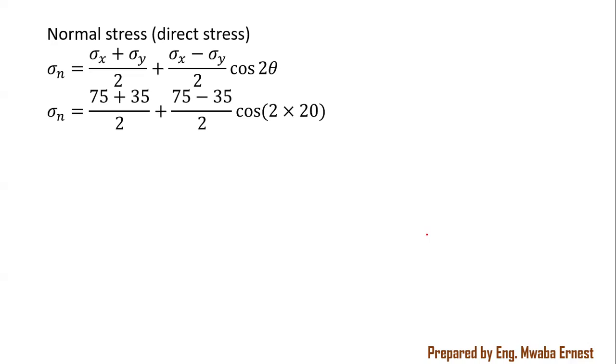We can do the substitution. Our stress x is 75, stress y is 35, and we divide both of them by 2. Then plus stress x 75 minus 35, everything over 2, multiplied by cos 2 theta, meaning cos 2 times 20, referring now to cos 40. The result from all this is 70.321 megapascals.